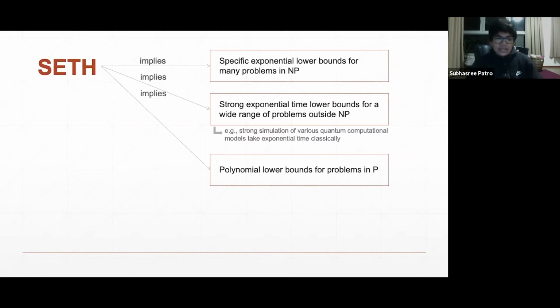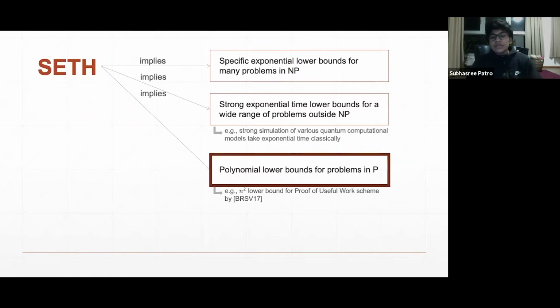Now, surprisingly, SETH was also useful to prove lower bounds for problems in P. The reason it is surprising is that SETH talks about an exponential time problem, and it was useful in proving lower bounds for polynomial time problems. So that was a really interesting observation. And for example, the n square lower bound for proofs of useful work also was based on the belief that SETH is true. Now, for the purpose of this talk, we are going to only look at the polynomial lower bounds for problems in complexity class P.